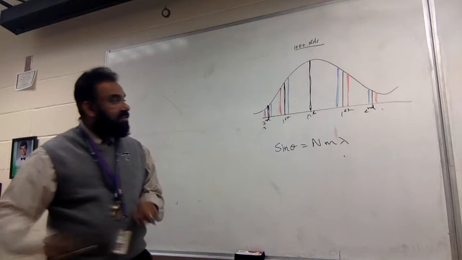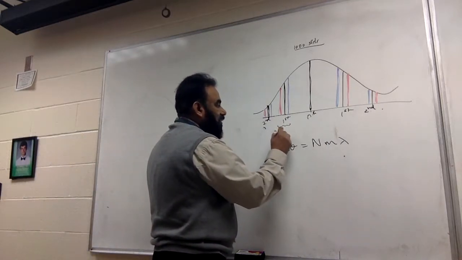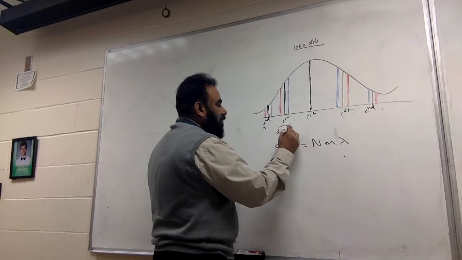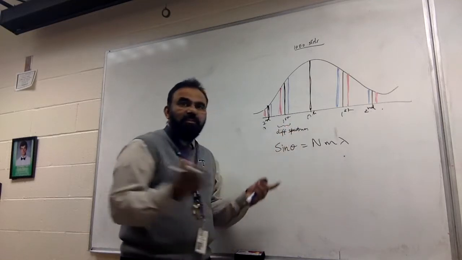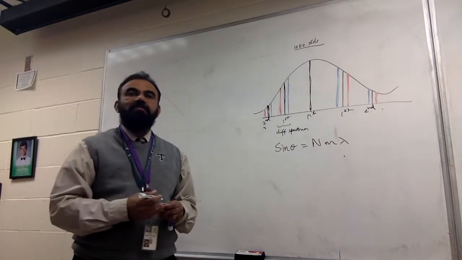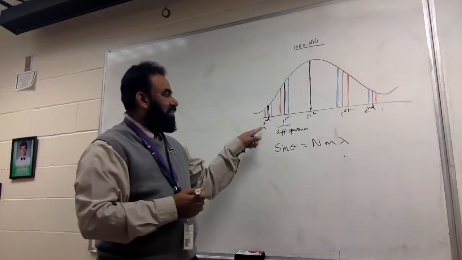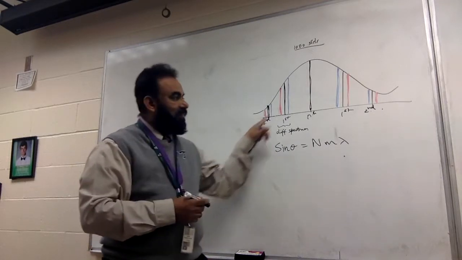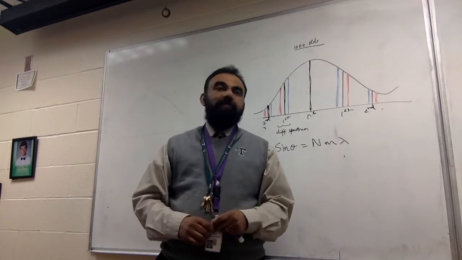So we call this the first order diffraction spectrum. So you're getting a spectrum of colors. And this is the first order diffraction spectrum also. That's the second order diffraction spectrum, and that's the second order. So you can get more orders of spectra.